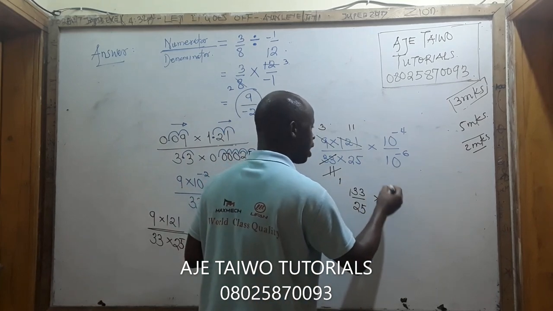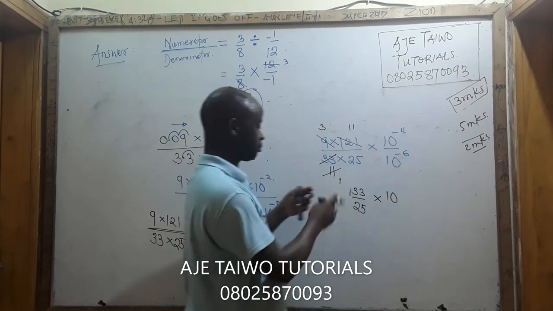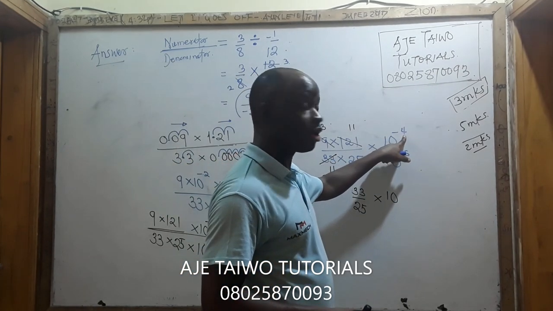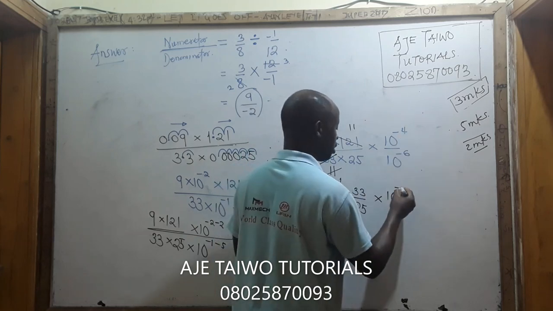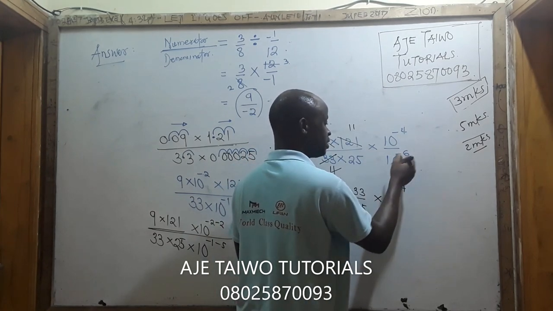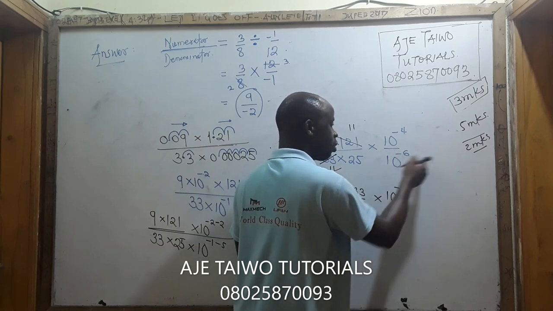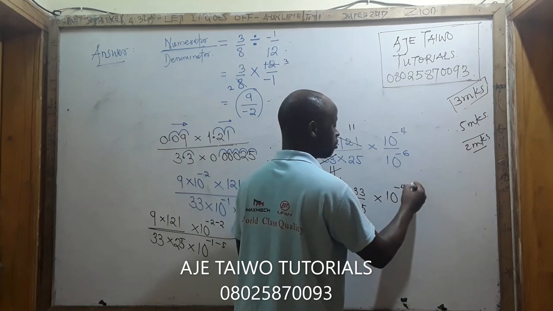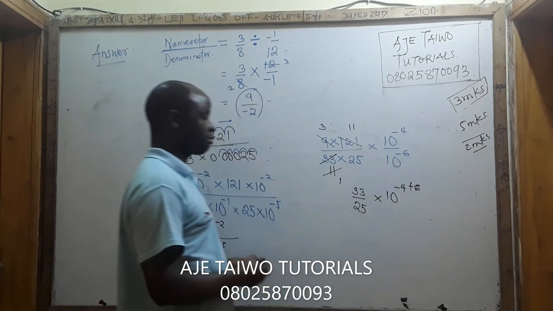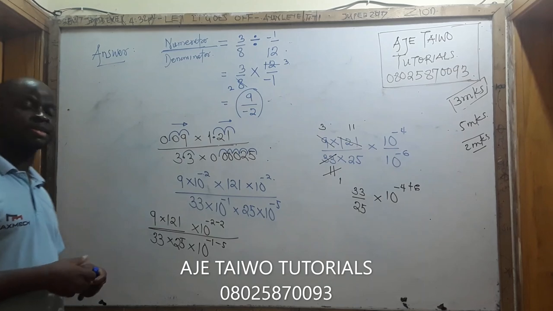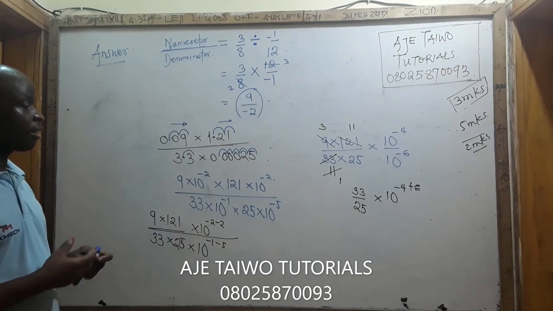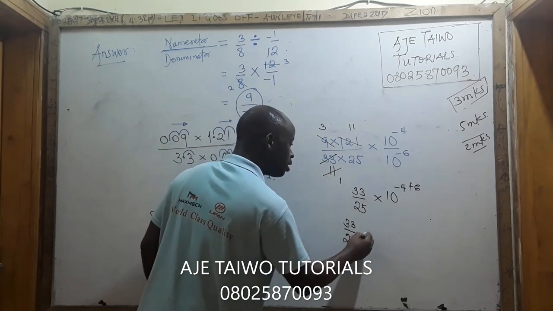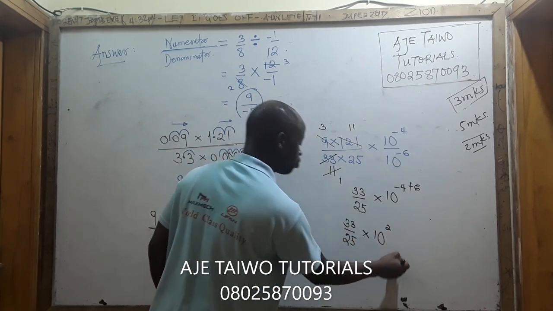Times 10 raised to the power what? You have minus 4 up here. This is minus 6 down here. When this minus 6 goes up, it becomes plus 6. So we have 33 over 25 times 10 raised to the power 2.